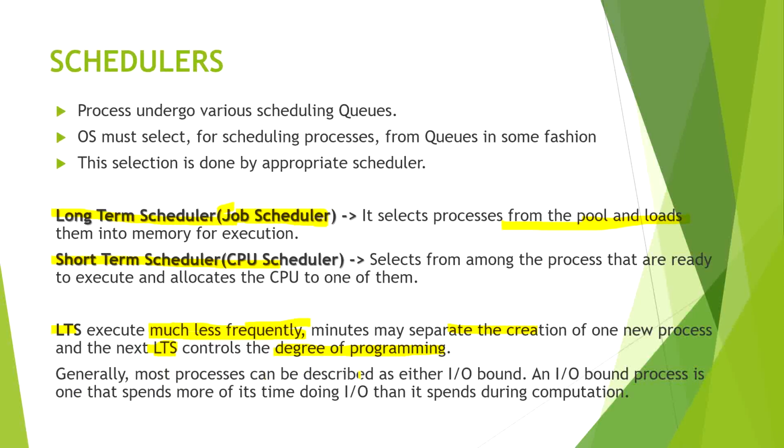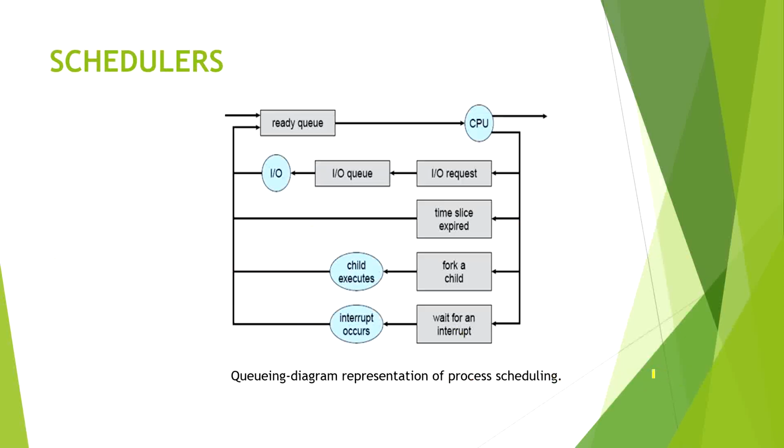Generally, most processes can be described as input output bound, because they are bounded by input output devices and have to depend on the devices for the input or output. An input output bound process is one that spends more of its time doing input output operations. Like if we are writing our C program, giving the input, taking the input, and it has to execute, and after execution whatever the result, we have to give the output. So this is called an input output bound process, because in the program there are certain processes which we have to execute. Those processes are called input output bound processes.